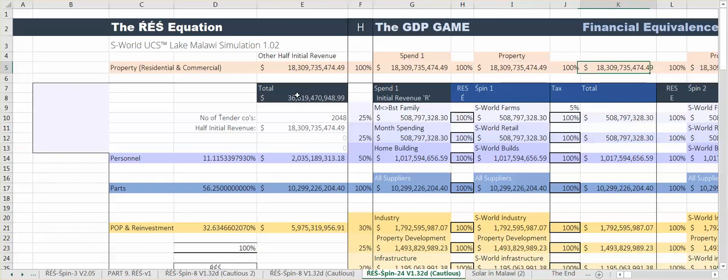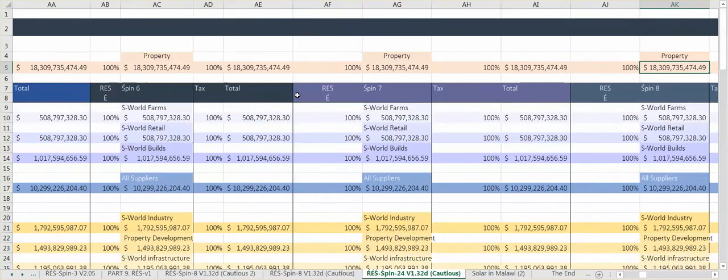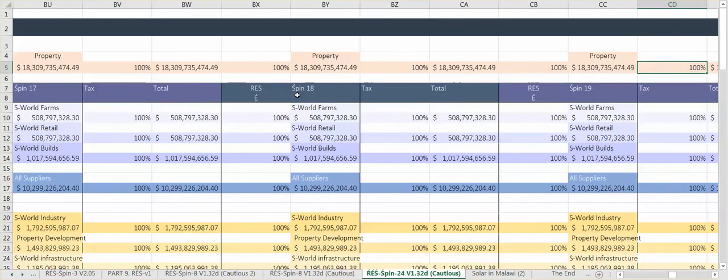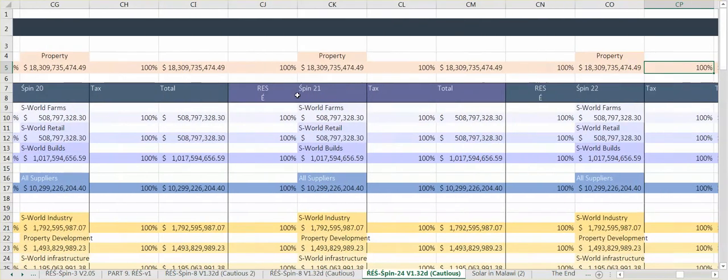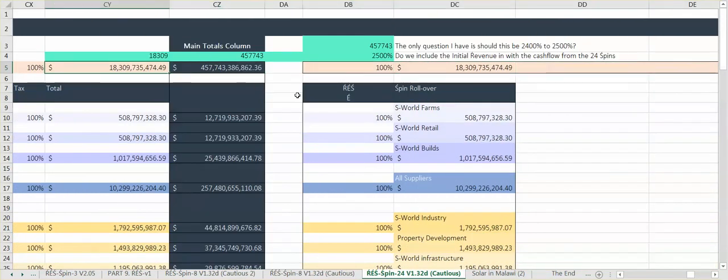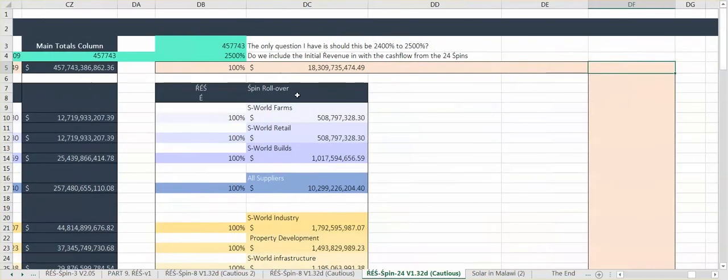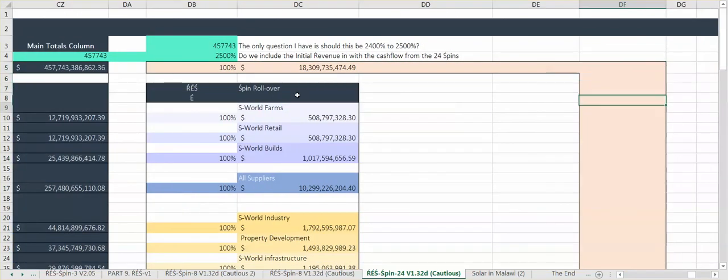Yeah, okay, 12, 13, 14, 15, 16, 17. Okay, there we go. Got a high spin model. And from that 18 billion, they've made 457. We just copy that over to the right. I think we take that down here.